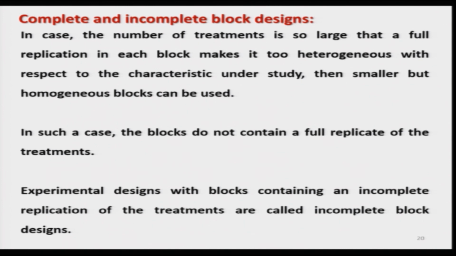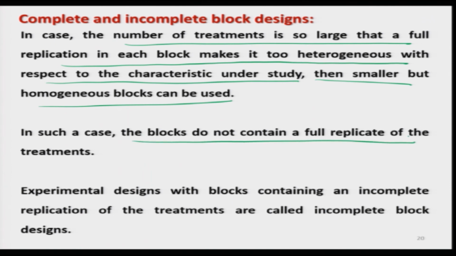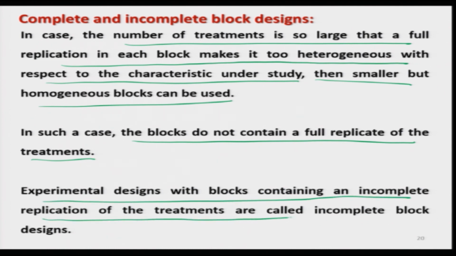And in case the number of treatments is so large that a full replication in each block may make it too heterogeneous, or it is expensive with respect to the characteristic under study, then smaller but homogeneous blocks can be used. For example, if there are 40 levels of the treatment, then you need 40 people in every block, which may not be available. So we would like to have less than 40 people in the block. In such cases the blocks do not contain a full replicate of the treatments, and experimental designs with blocks containing an incomplete replication of the treatments are called incomplete block designs. That is all.